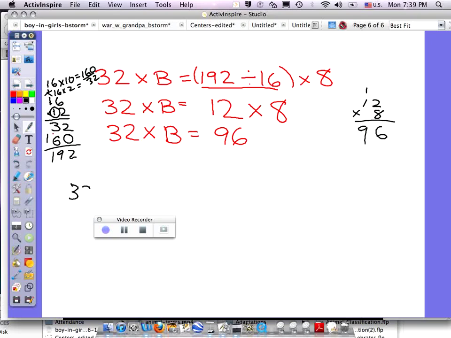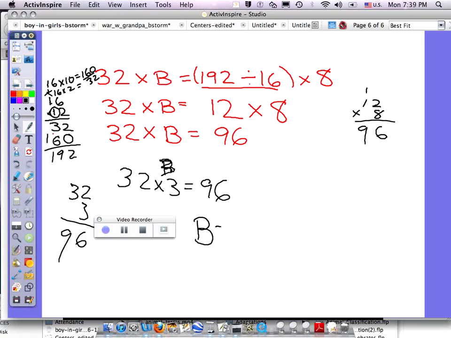I'll try down here. 32 times 3. 3 times 2 is 6. 3 times 3 is 9. And therefore, 32 times 3 equals 96. So b is equal to 3. Not so hard. That was part 1. Be ready to solve these. You're going to have a homework assignment that has problems like this. You can rewatch the video if you need to.